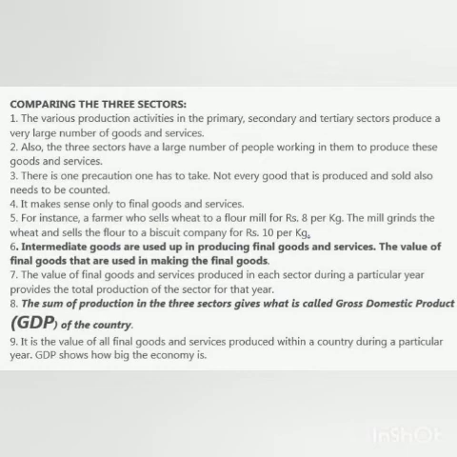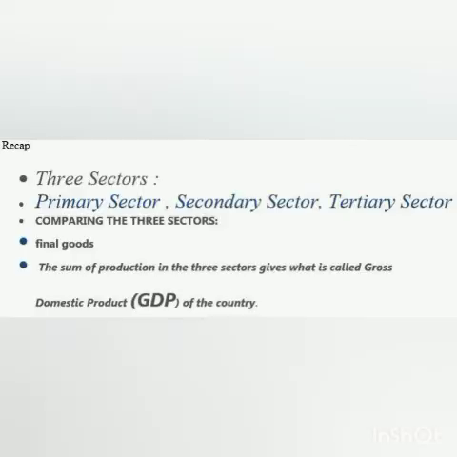The value of final goods and services produced in each sector during a particular year provides the total production of the sector for the year. The sum of production in the three sectors gives what is called gross domestic product of the country. It is the value of all final goods and services produced within a country during a particular year. GDP shows how big the economy is.